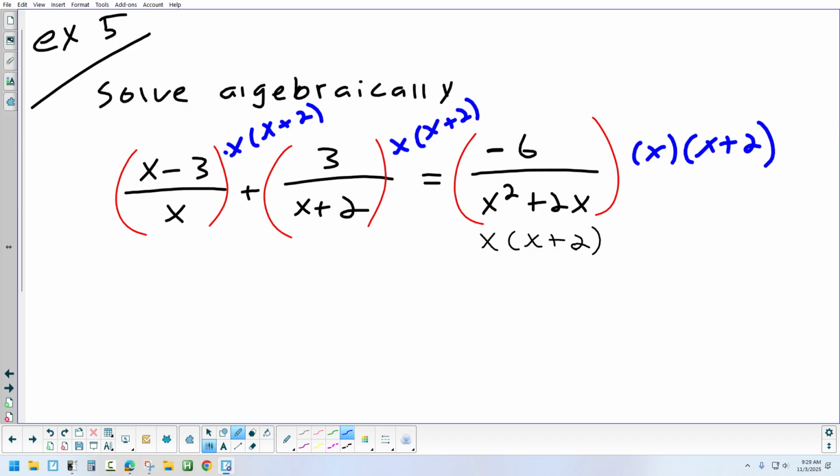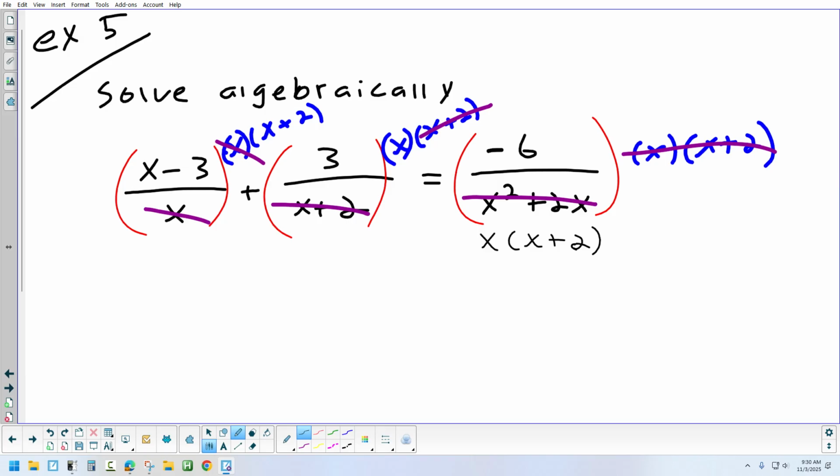Okay, so multiply everything by x plus 2. Just put all my parentheses in. And what's going to cancel in the first part? Yep, x is going to cancel. What's going to cancel in the second part? X plus 2. And how about in the third part? Both. Now do out whatever you have left, and just remember it's usually a distributive property.